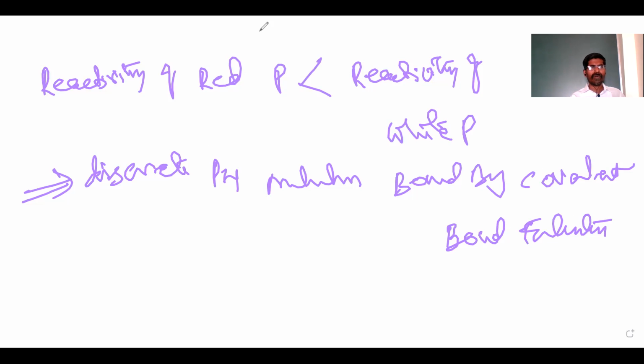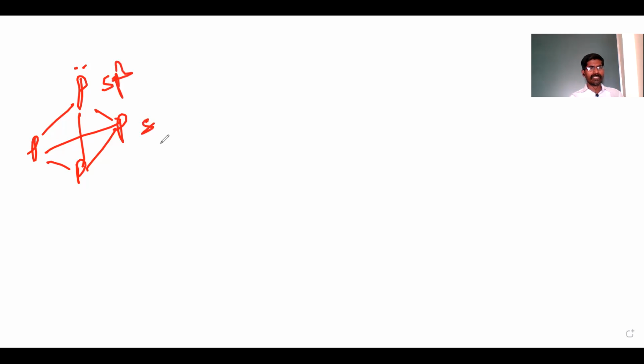In the case of white phosphorus, we just observed that monomeric units exist. These are the white phosphorus monomeric units, like this one. What is the hybridization here? 1, 2, 3, 4. That means this is sp3 hybridization, and here also sp3 hybridization. Each and every phosphorus has one lone pair of electrons and three sigma bonds.